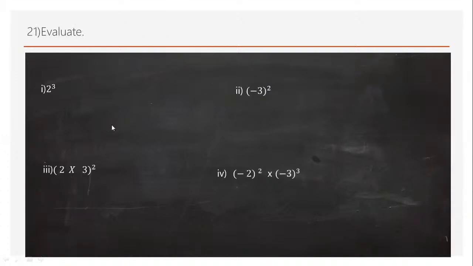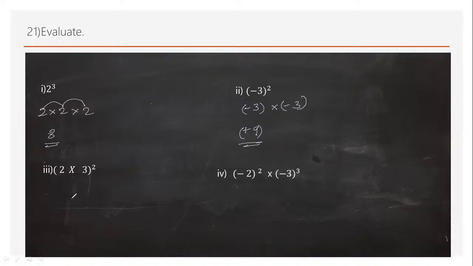Evaluate 2 to the power 3: 2 into 2 into 2. 2 times 2, 4 times 2, 8. Minus 3 into minus 3: minus into minus is plus, 3 times 3, 9. If an odd number of minus signs are multiplied, it is a minus answer. If you multiply an even number of times, the answer is positive.